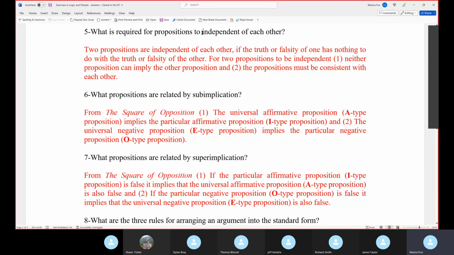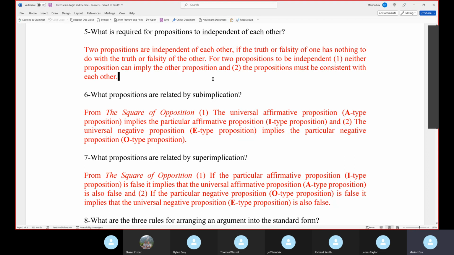What is required for them to be independent of each other? Well, they're independent if the truth or falsity of one has nothing to do with the truth or falsity of the other one. For two propositions to be independent, neither proposition can imply the other, and the propositions must be consistent with each other, right? Because if they're inconsistent, there's a relationship between them. If one is true, the other is false. So again, they must be consistent with each other.